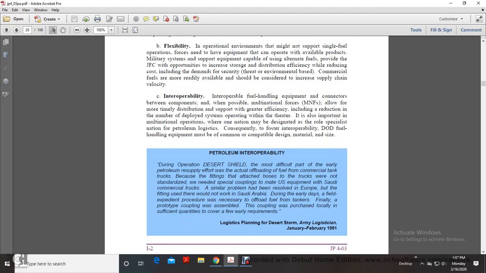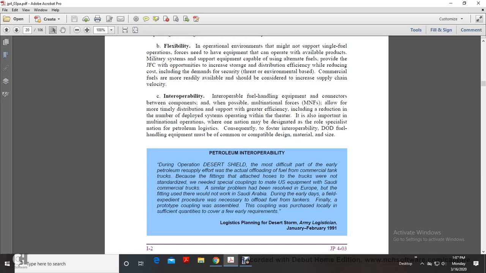Petroleum interoperability, as noted in the logistics planning of the Desert Storm Army logistic. During Operation Desert Shield, the most difficult part of the early petroleum resupply effort was actually offloading the fuel from the commercial tanker trucks, because the fittings of the attached roof of the trucks were not standardized and needed special couplings to mate U.S. equipment with Saudi commercial trucks. A similar problem was resolved in Europe, but the fitting used there would not work in Saudi Arabia during the early days of the effort.